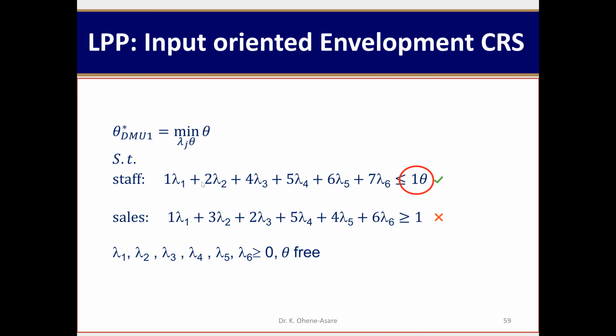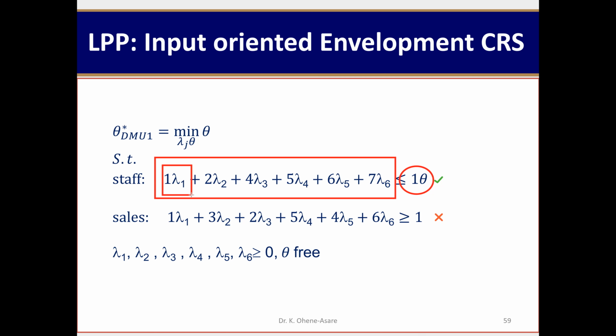Now, if you look at the input orientation, the input side, let me just go here. Look at the input side here. What it says is that the weighted sum of the input of all the firms, including even the DMU1 that was part of it, all the firms, this weighted sum should be less than the input of the DMU under evaluation here. And that input of the evaluation is DMU1.